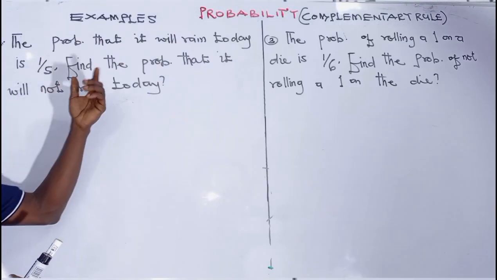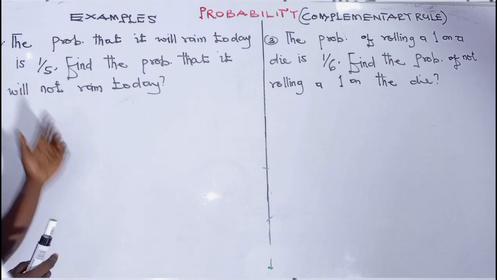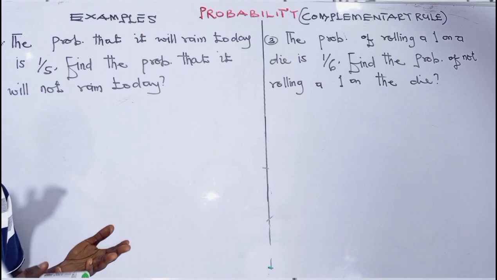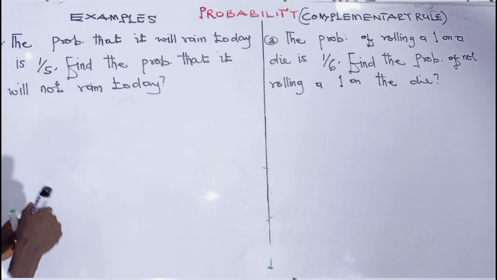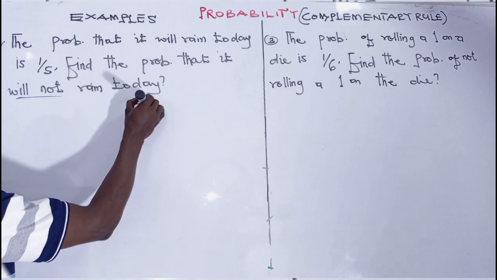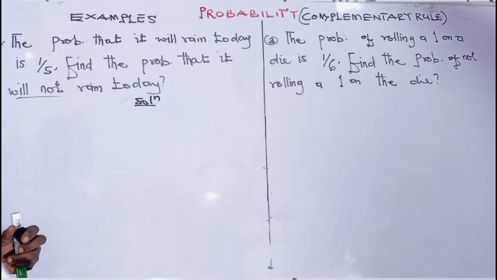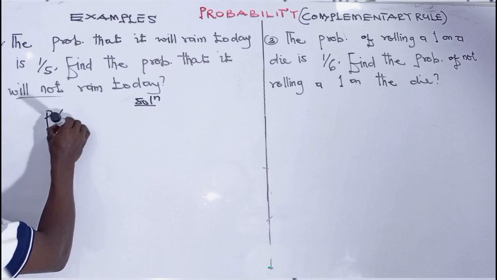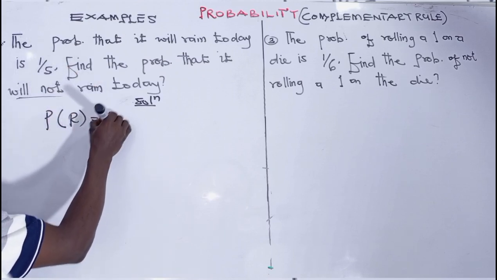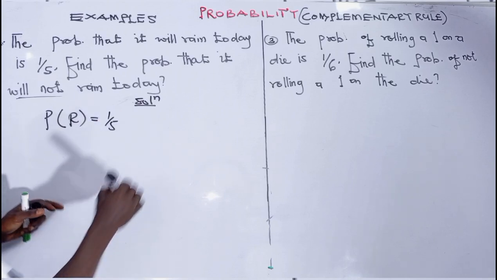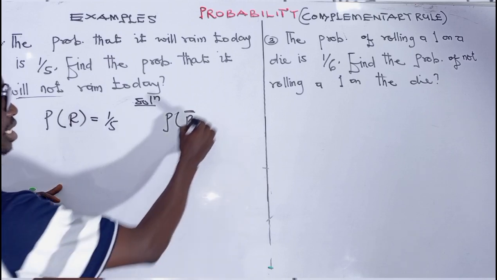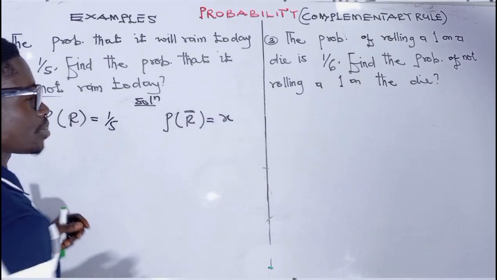So we have the probability that it will rain today is 1 out of 5. We want to find the probability that it will not rain today. So within the question, we know the probability that it will rain today, and that is giving us 1 out of 5. But we don't know the probability that it will not rain today. So let's use the variable x.